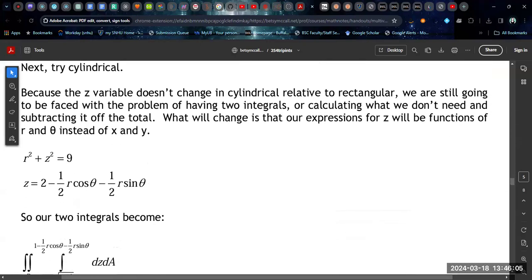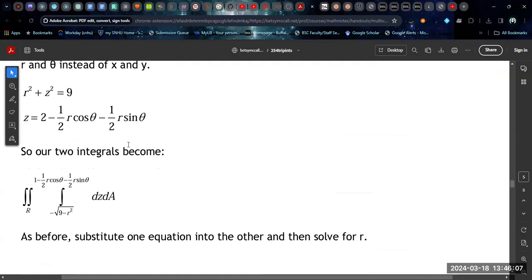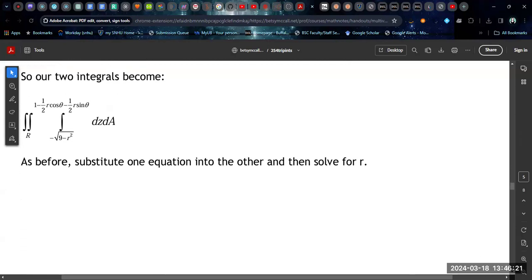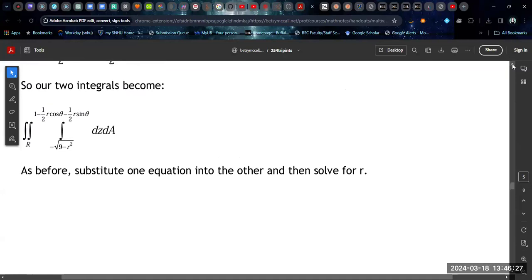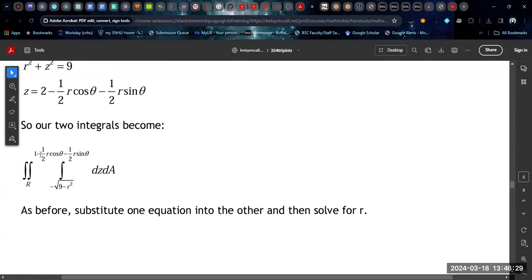Now, cylindrical, again, we're going to take our x squared and y squared, convert that into r squared, make our substitutions, upper bound, lower bound. Okay, no problem. And then I think I have a typo in that integral. That should be a 2 right there, not a 1.